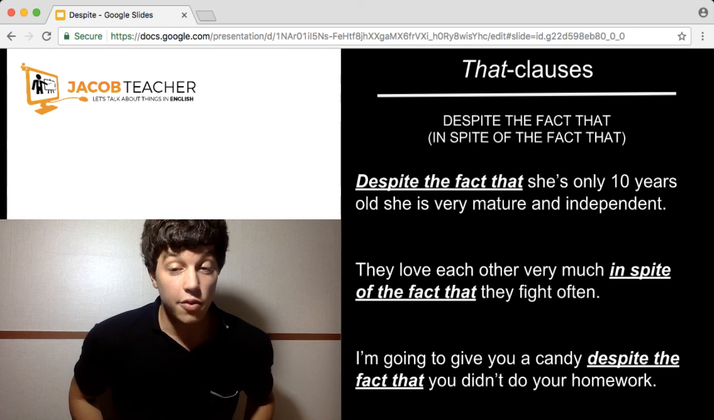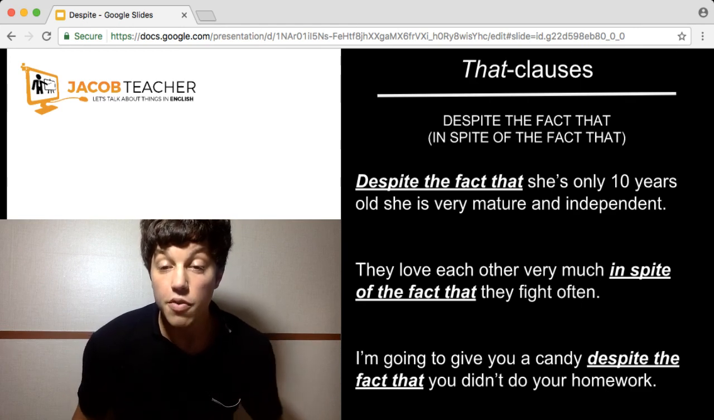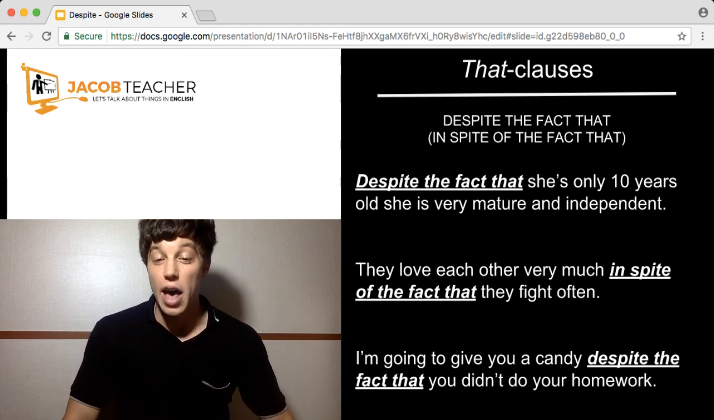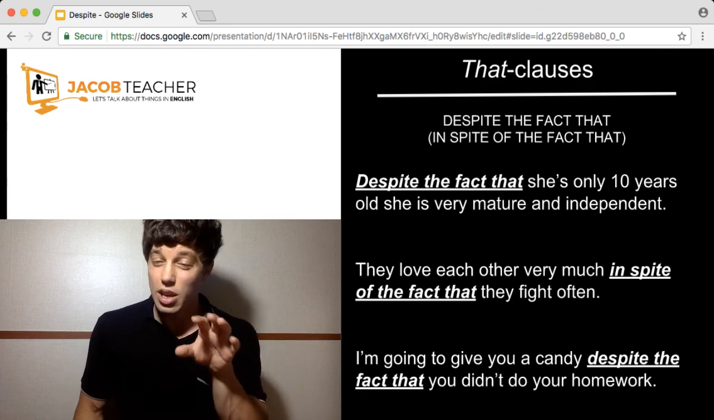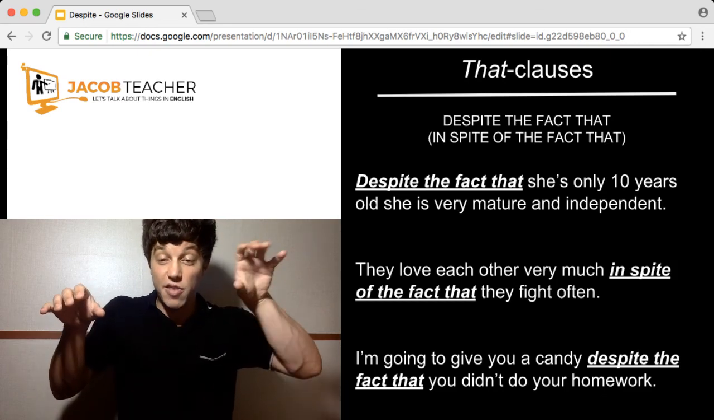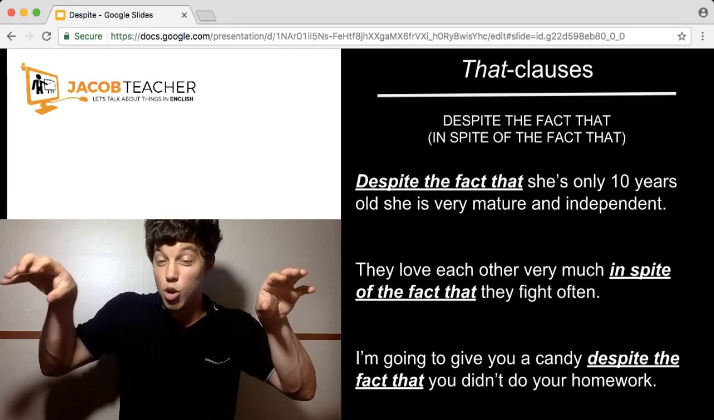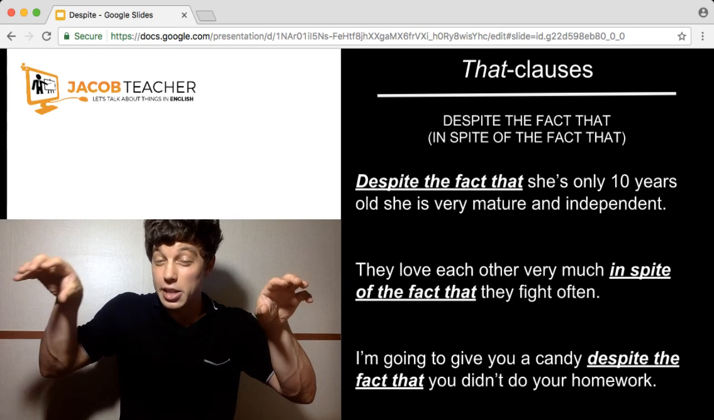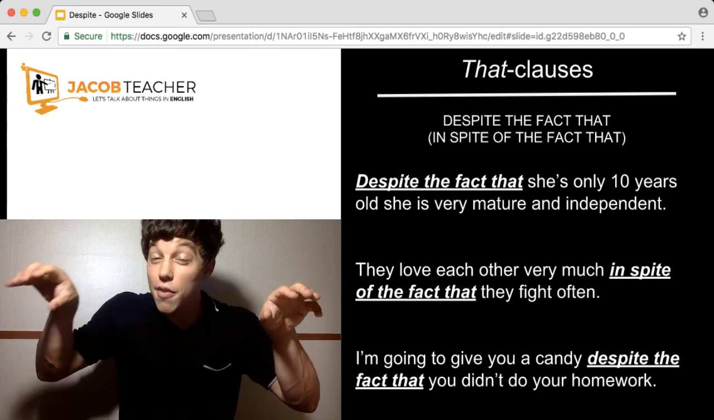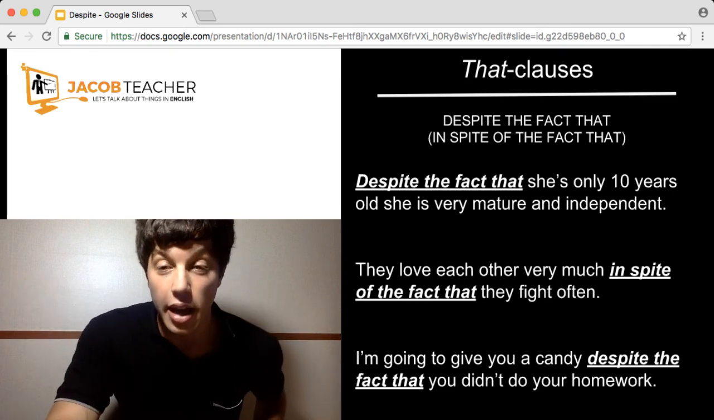I'm going to give you a candy. This is something that maybe I've said 1 or 2 times to my students. I'm going to give you a candy despite the fact that you didn't do your homework. And again, if you replace this with even though, it would have a very similar meaning. You're contrasting giving candy and not doing homework. So even though this person didn't do their homework, despite the fact that they didn't do their homework, in spite of the fact that they didn't do their homework, I'm still going to give you a candy.